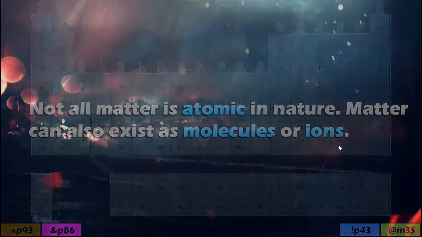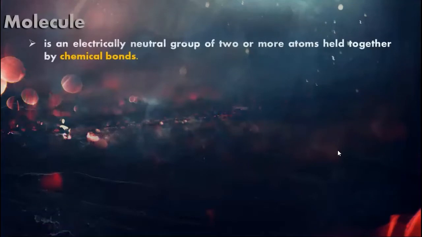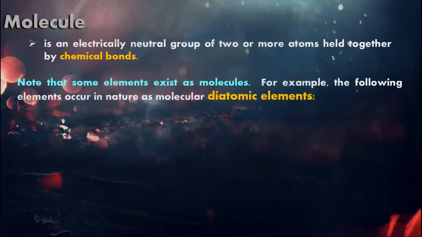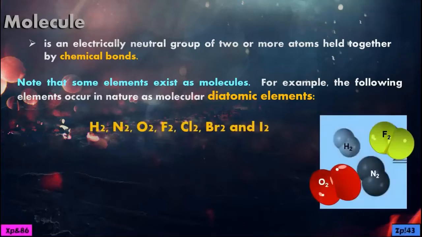Now, what is a molecule? It is an electrically neutral group of two or more atoms held together by chemical bonds. And yes, some elements exist as molecules. For example, the following elements occur in nature as molecular diatomic elements. They contain only two atoms of the same element. Examples are hydrogen, nitrogen, oxygen, fluorine, chlorine, bromine, and iodine.